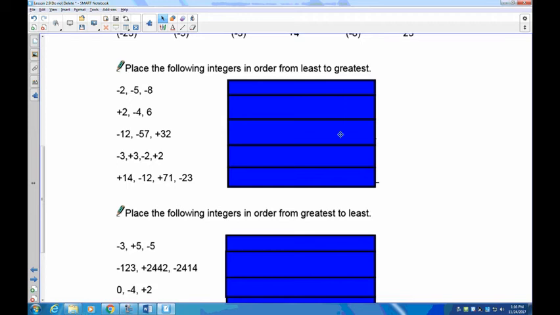All right, well, let's start with the first one. If you remember that the bigger the negative, the smaller it is. So -8 is the smallest, followed by -5, followed by -2. So this is the way it should be for least to greatest.